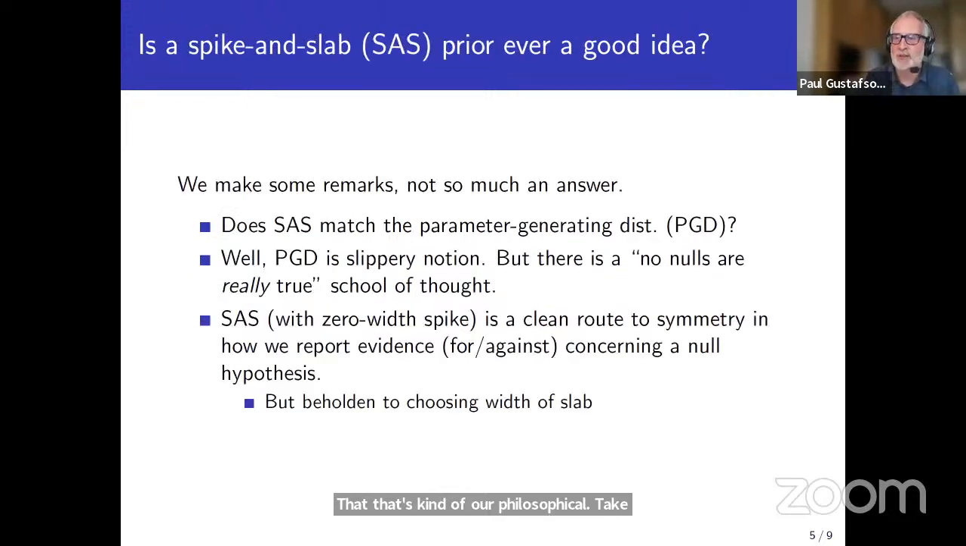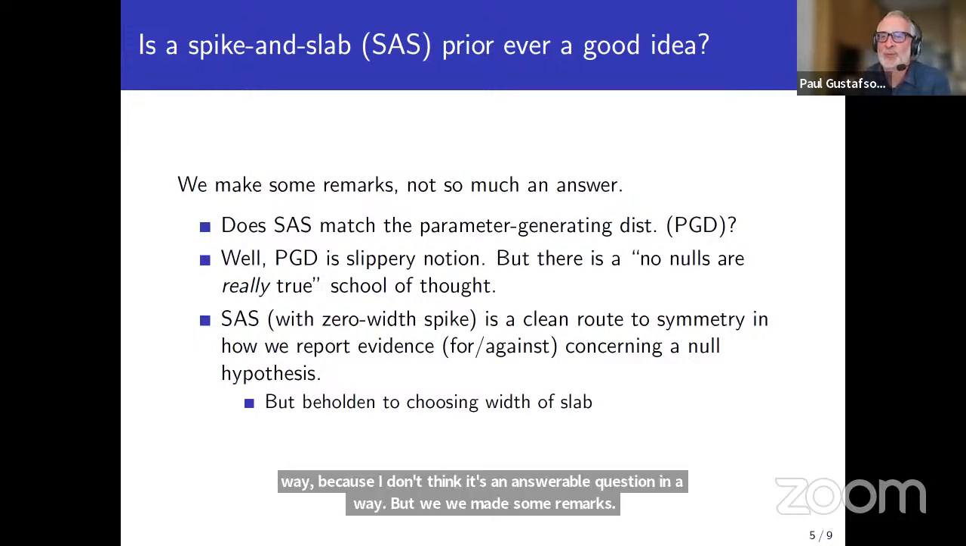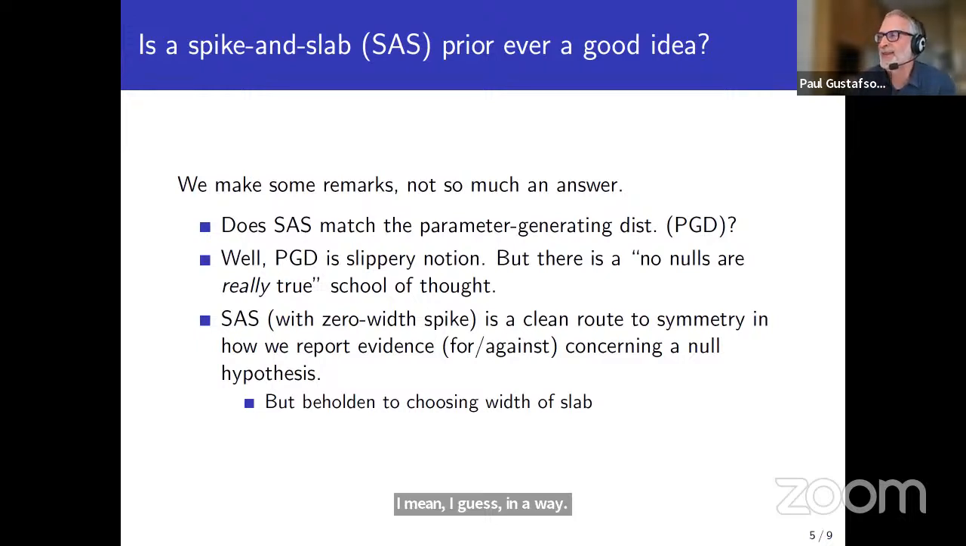We have a section in the rejoinder that we call "Is a spike and slab prior ever a good idea?" And I kind of regret titling that section that way, because I don't think it's an answerable question, but we made some remarks. We want to use priors that we think match how the parameters come to be in the problems we approach. We want the prior to match the parameter generating distribution, but the parameter generating distribution is a mathematical abstraction, and it's a slippery concept.